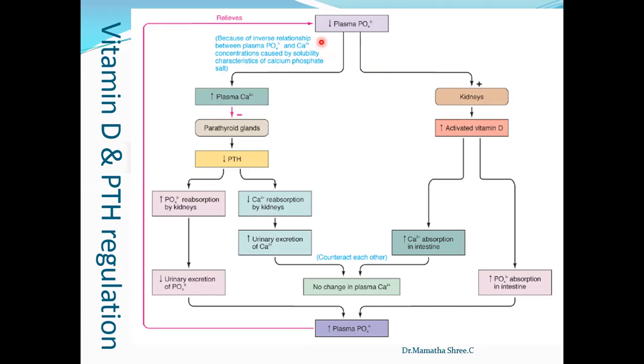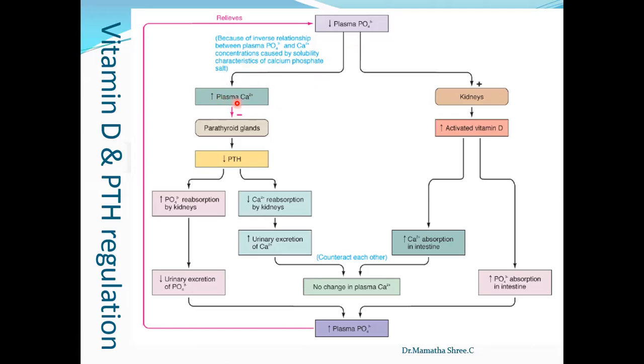So when I say there is an inverse relationship between plasma phosphate and plasma calcium, and there is a decrease in the plasma phosphate levels, it is going to inversely what? Increase the plasma calcium, right? Why? Because most of it is attached to phosphate, and calcium phosphate is formed. Now, when phosphate levels are low, the binding of calcium to phosphate is less. Therefore, there is more calcium in its ionized form. Therefore, there is an increase in the plasma calcium levels.